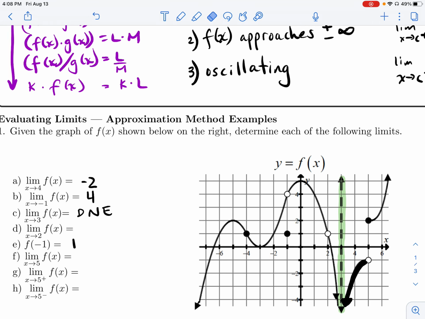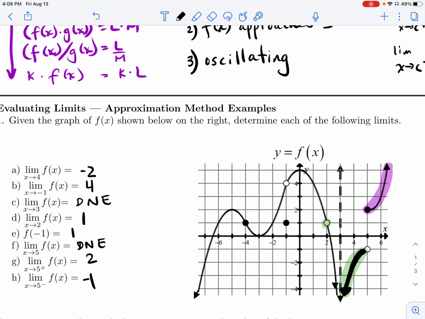Moving on, as x approaches +2, we see that our limit would be +1. As x approaches 5, we see that the limit from the left side, let me just highlight this, is not approaching the same value as from this direction. They're not agreeing with one another. So therefore, the limit does not exist. We see that the left-handed limit is -1, but the right-handed limit is +2. So those one-sided limits do exist, but the limit as x approaches 5 does not because they don't agree with one another.